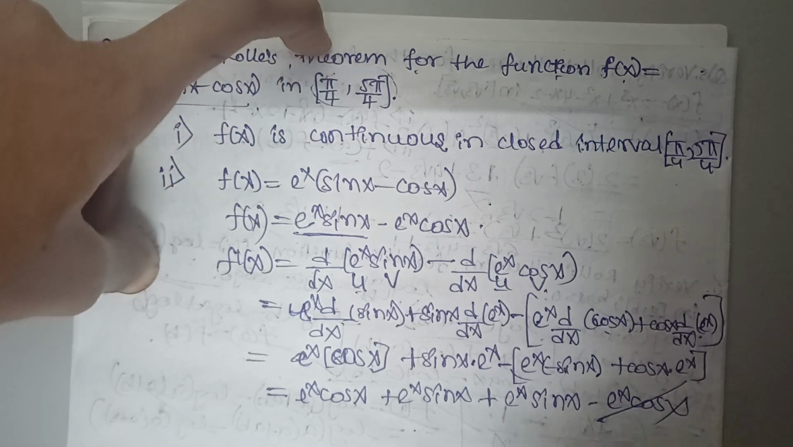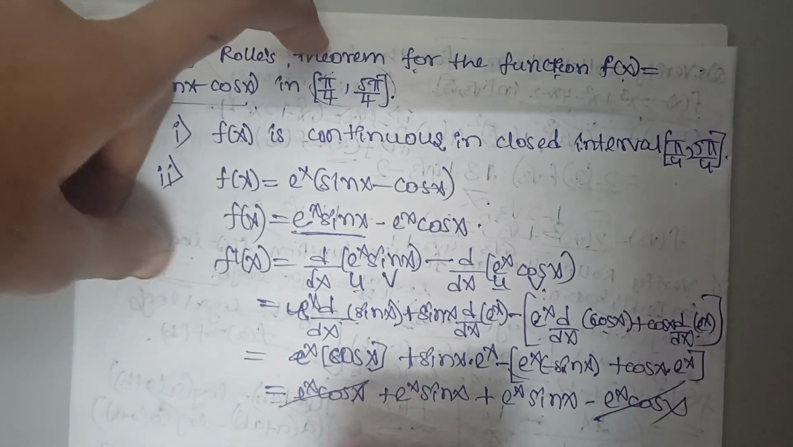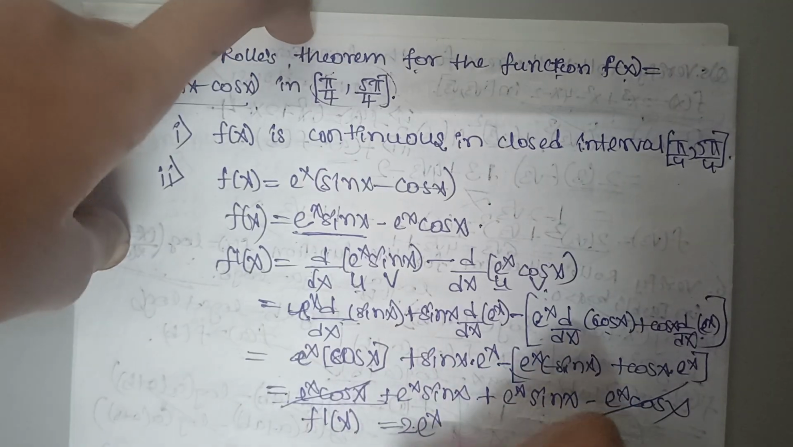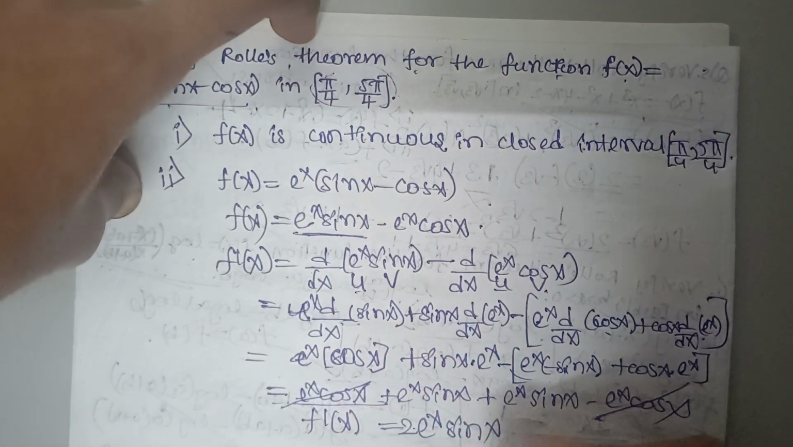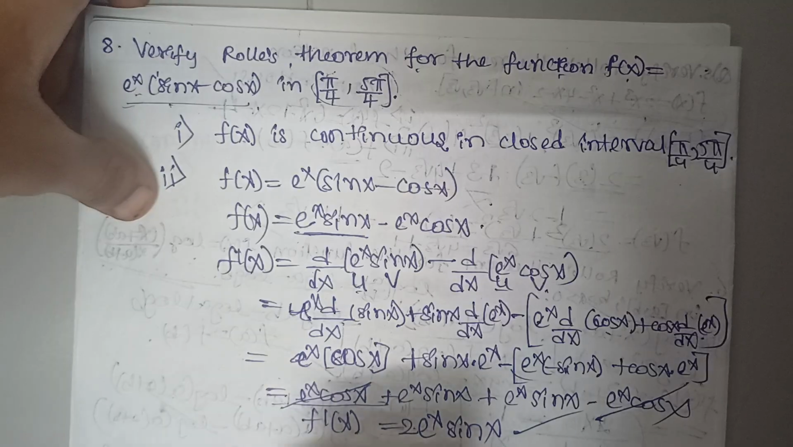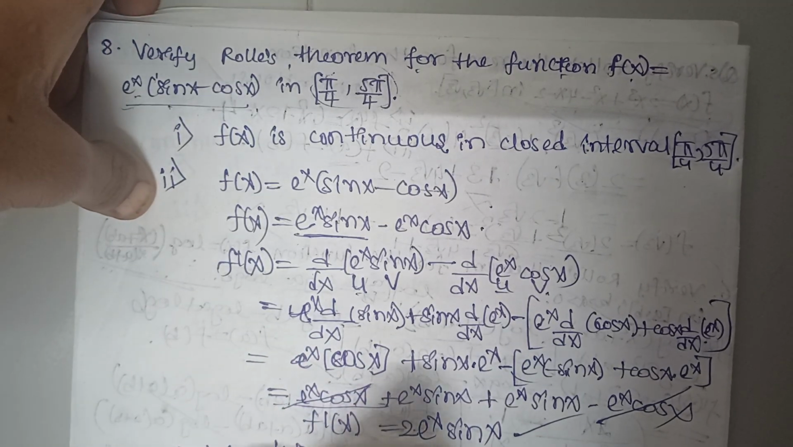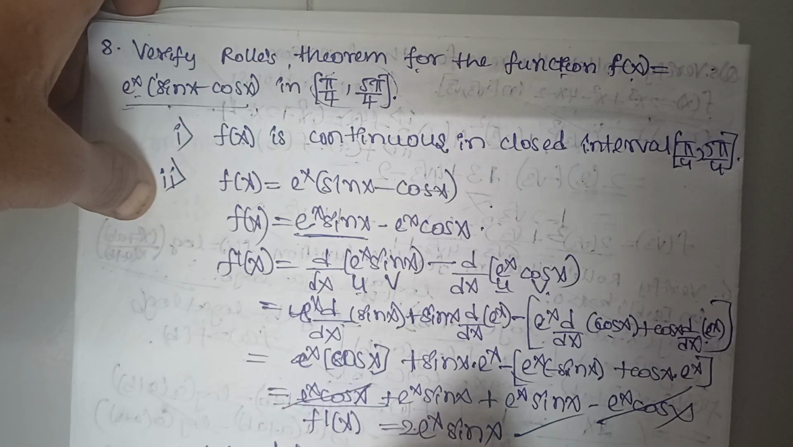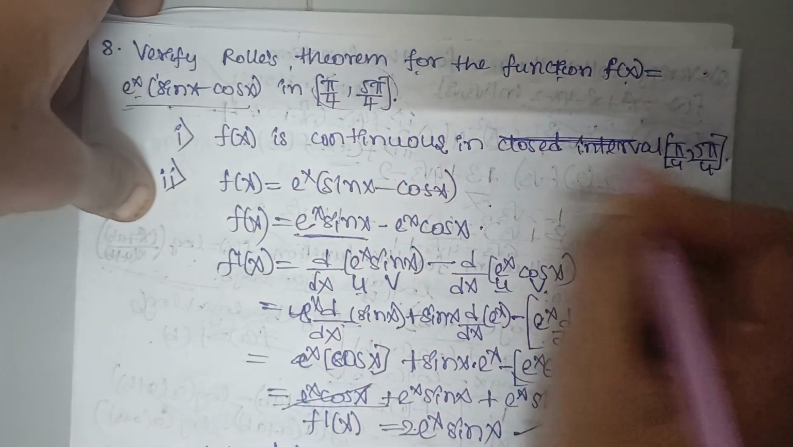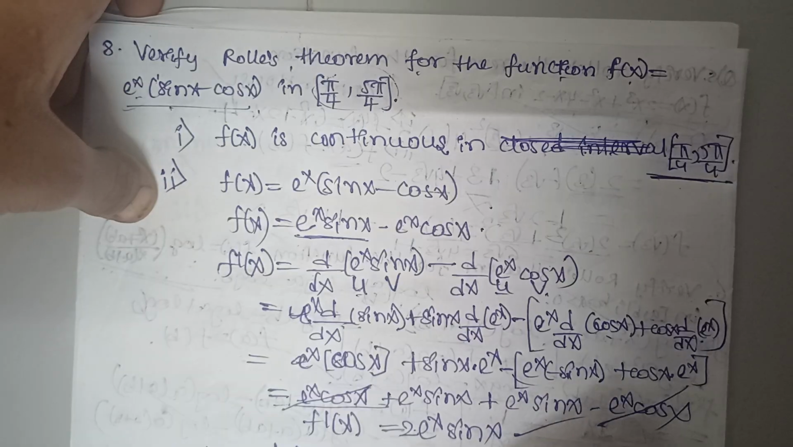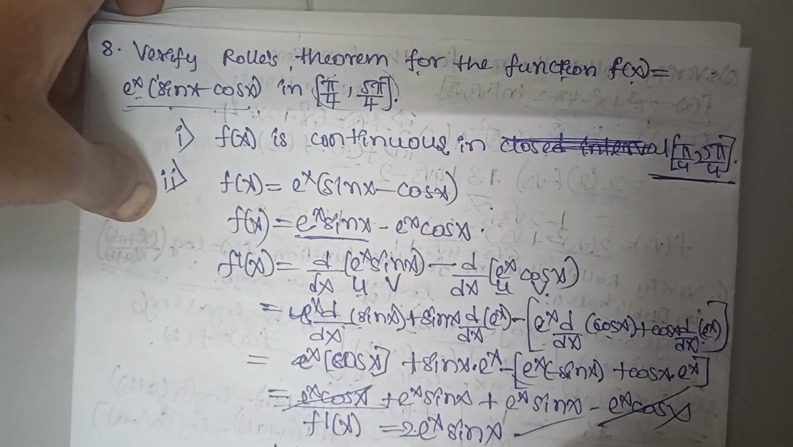Now this minus e power x into cos x and plus e power x into cos x get cancelled. Now your f dash of x is equal to 2 times e power x into sin x. Since it is differentiable, we have to write that f of x is differentiable in, no need to write closed interval, this already indicates closed interval, is differentiable in open interval pi by 4.